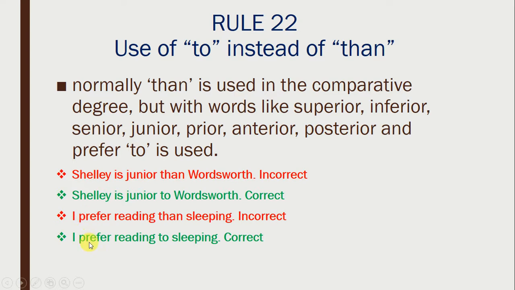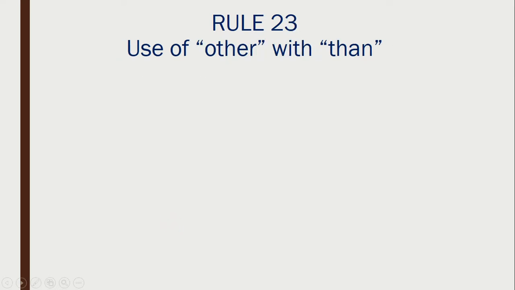Just remember this example because it is very important for spotting error questions, because usually this type of error comes in your exam, the reading type. I prefer reading to sleeping, because if you don't know this rule, then you will think that this line is completely correct. But this is the rule: when we are using reading, we have to use to instead of than. Next rule.